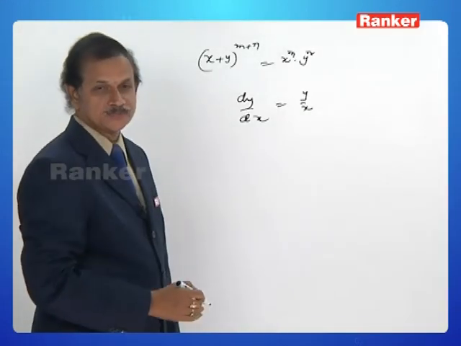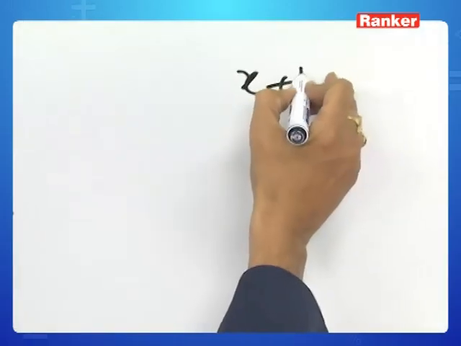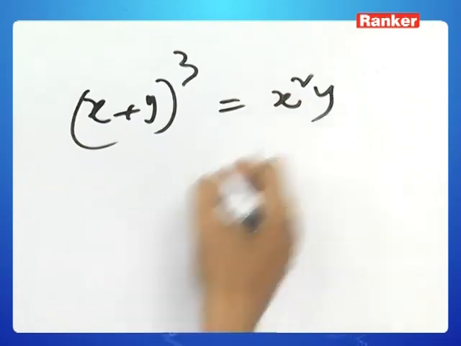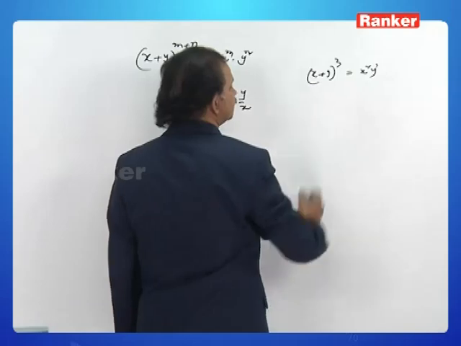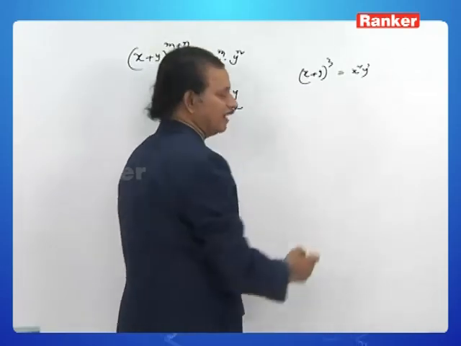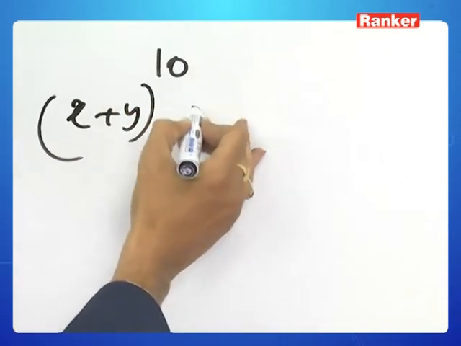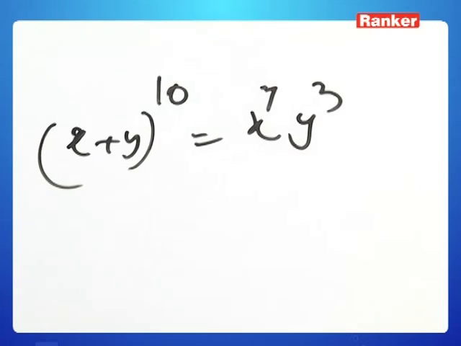dy by dx is equal to y by x. Let me illustrate this. (x + y)^3 = x^2 y, so m plus n is 3. What is dy by dx? y by x. (x + y)^10 = x^7 y^3. What is dy by dx? y by x.